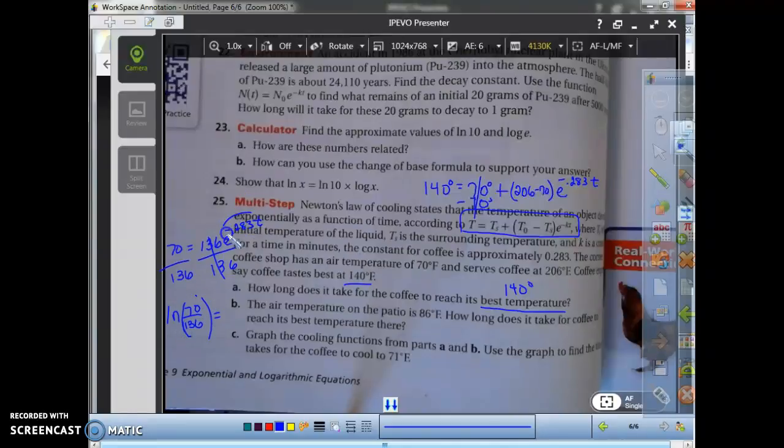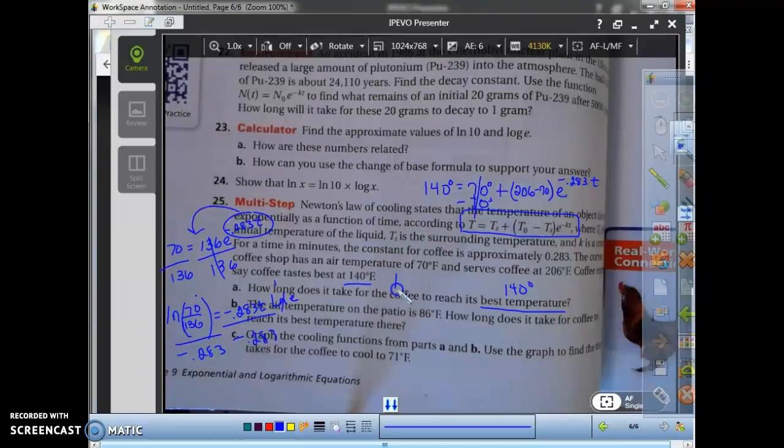is equal to, remember, all this is going to come down in front of what? ln of e, which is just 1. So negative 0.283t times ln of e, which is just the number 1, and then I'm going to divide by negative 0.283. Is that a full answer? That's the answer. So this is the answer in exact form.